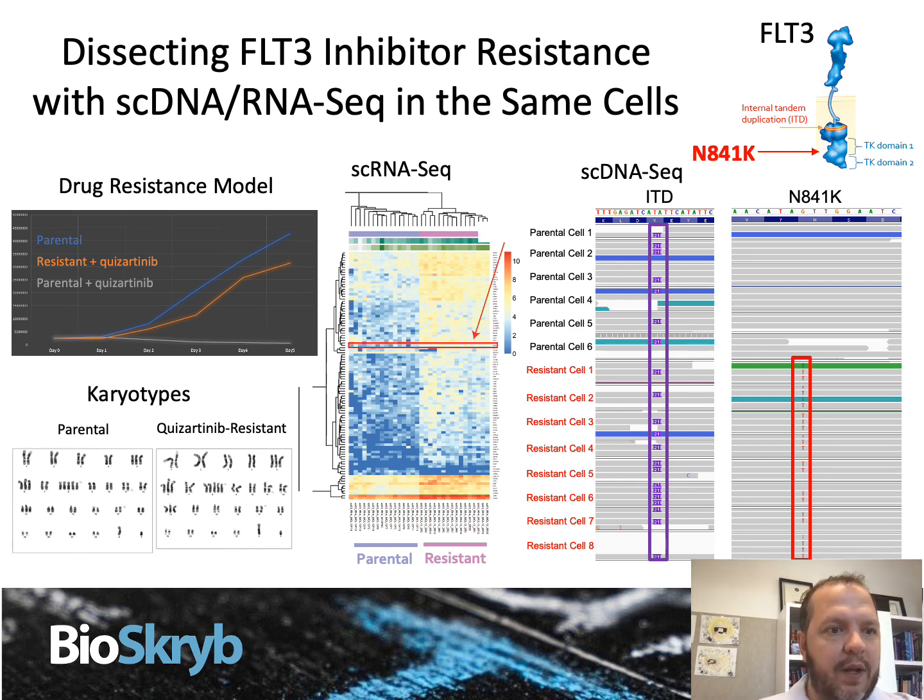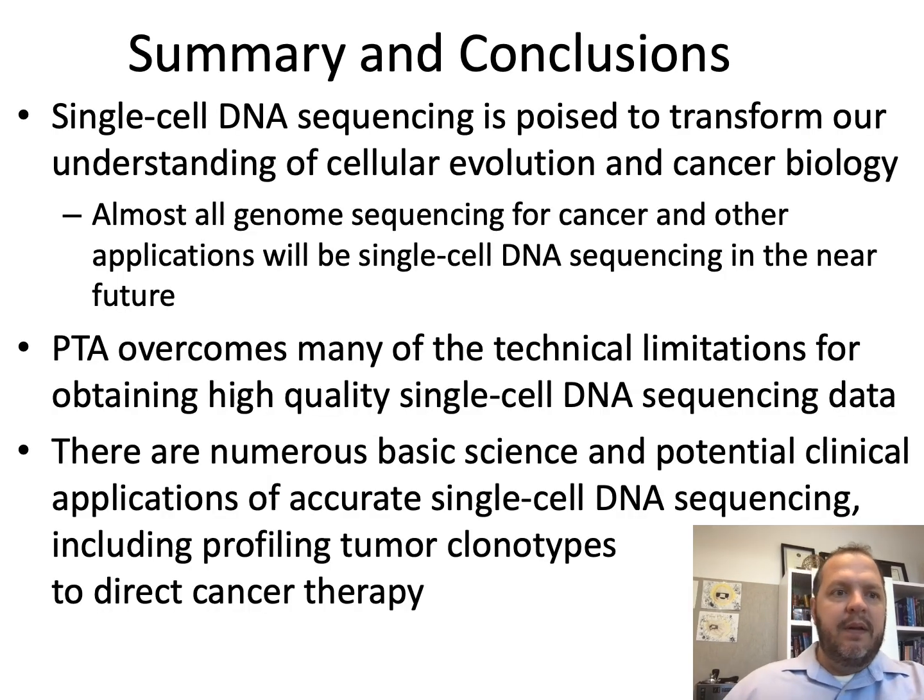And they've done some work at BioSkryb with the FLT3 inhibitor quizartinib, where they can look at the grow out resistant cell lines that will grow out over time, and then compare the parental cell line to the resistant cell line and see gene expression changes, as well as, in this case, the acquisition of a specific FLT3 mutation that's mediating that resistance. And so more to come on that soon, but I think the combination of DNA and RNA is going to be extremely valuable.